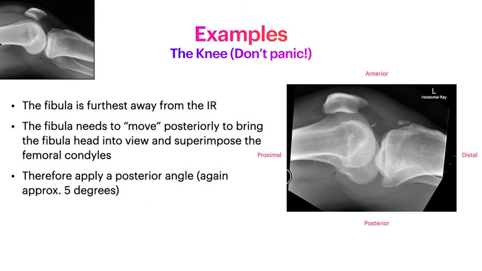Now again, if we've got the image receptor on the medial side of the leg, the fibula is again furthest away from the image receptor. Now, opposite to the ankle that we just did, the fibula needs to move posteriorly, it needs to move down to bring the fibula head into view because we need to see a bit more of that, and that will then superimpose the femoral condyles, hopefully. So we need to apply a posterior angle, not an inferior angle if you're describing it in your exam, and again approximately 5 degrees, 5 to 7 degrees, something like that. Just make sure you state an exact one.